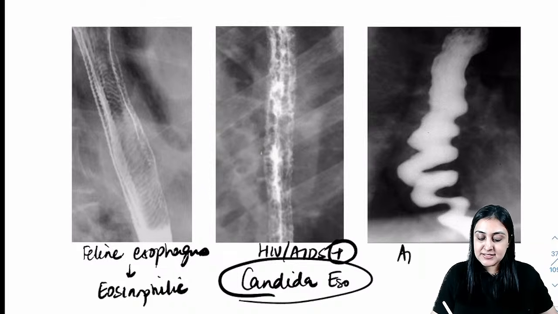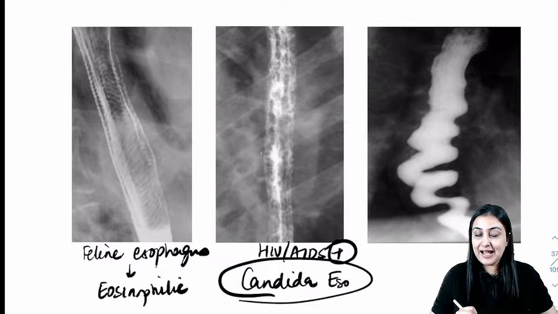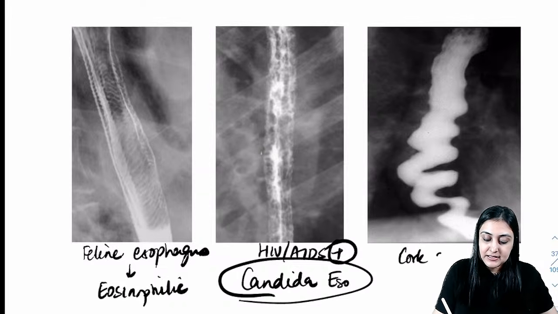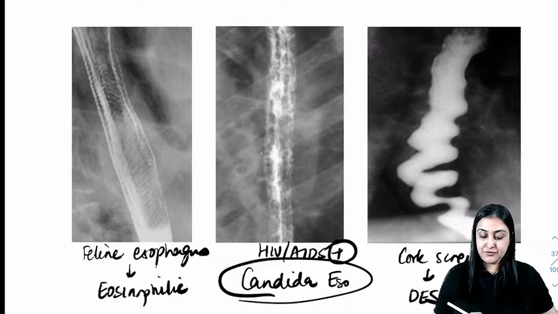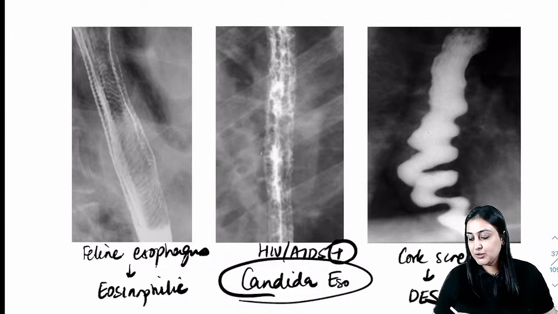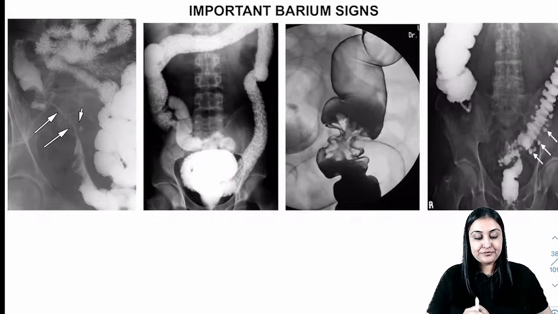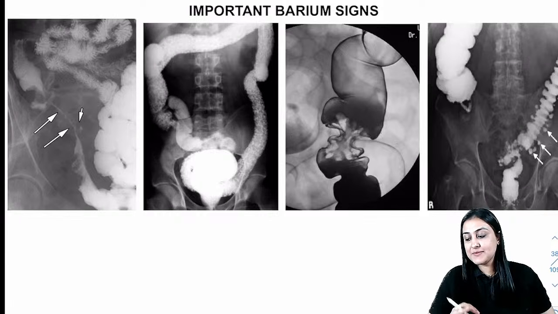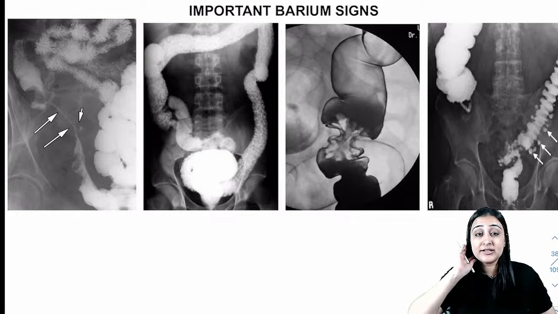What about this last year FMG question? When you see that there is this diffuse contraction here, you see this corkscrew appearance. This is seen with diffuse esophageal spasm, corkscrew esophagus, diffuse esophageal spasm, right? So these are three more barium swallows that we get. Okay. Then a few more important barium signs, particularly for FMG students, you get these all the time.